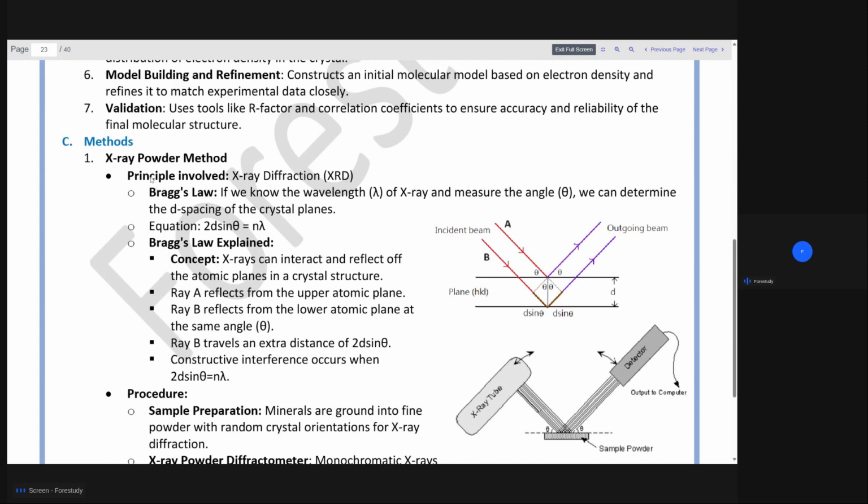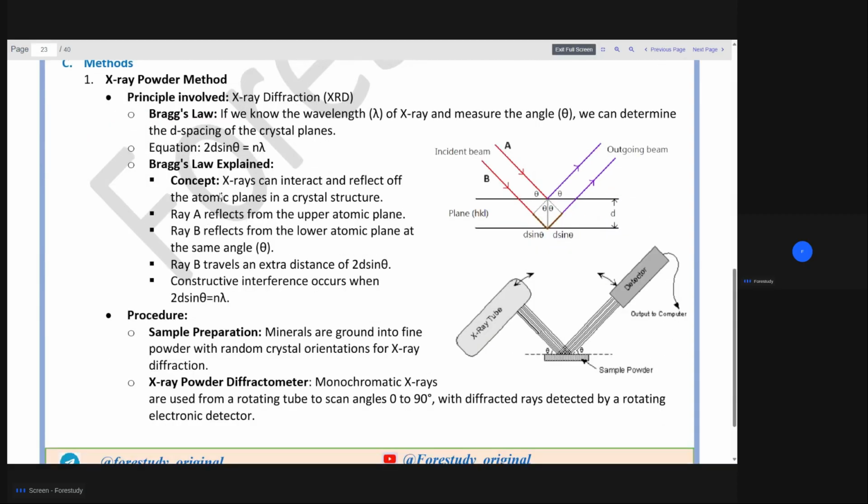Okay, so now we'll go through the methods. There are two methods. First is the X-ray powder diffraction method. In the X-ray powder method, the principle involved is X-ray diffraction, or you can say XRD, meaning X-ray diffraction. Now you will understand Bragg's law. If we know the wavelength lambda of the X-ray and measure the angle theta, we can determine the d spacing of the crystal planes with the equation 2d sin theta = n lambda.